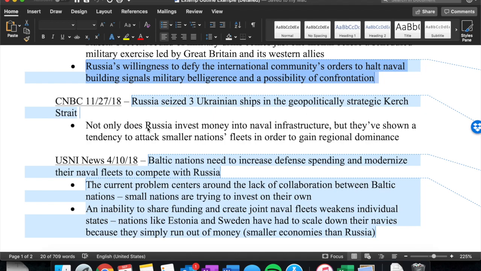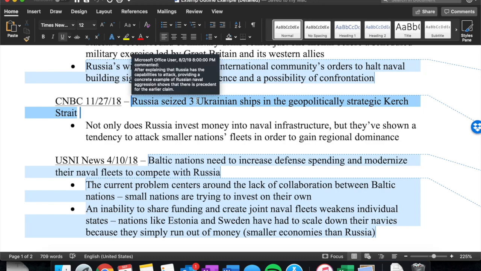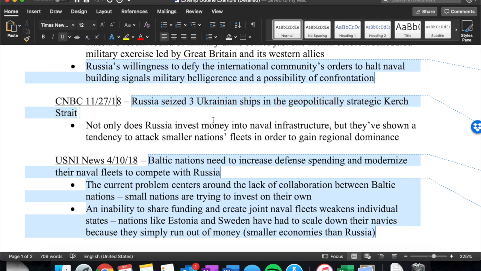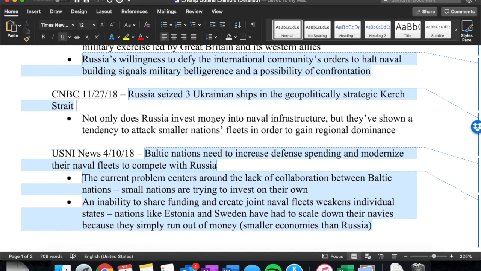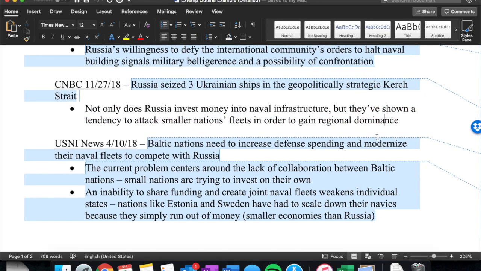Next, his next piece of evidence from CNBC articulates what Russia did recently, which was seizing multiple Ukrainian ships in the strategic area of the Kerch Strait. Now that's significant, right? That subpoint speaks on its own very directly. Clearly, if Russia is willing to start seizing ships in the Baltic area, that shows that they have a tendency to gain regional dominance. And again, he explains that well in this subpoint below in his analysis.